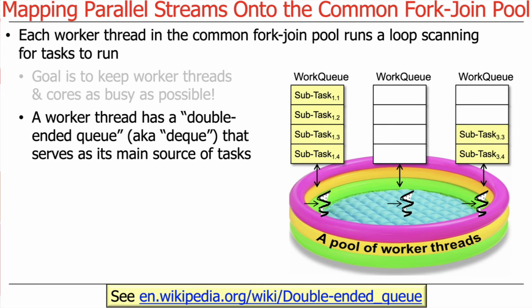Each worker thread has something called a double-ended queue, known as a deck, that serves as a worker thread's main source of tasks. So you can see here we have this deck, which is called a work queue, and there's 2 ends to it. There's this end, which is the head end, and this end that's the tail end, and we'll see that things happen in interesting ways in both the head and the tail in the deck that a worker thread manages. You can read more about a deck or a double-ended queue here at this link. I think it's pretty obvious what it does, though. A double-ended queue allows you to insert and remove at the head and insert and remove at the tail efficiently.